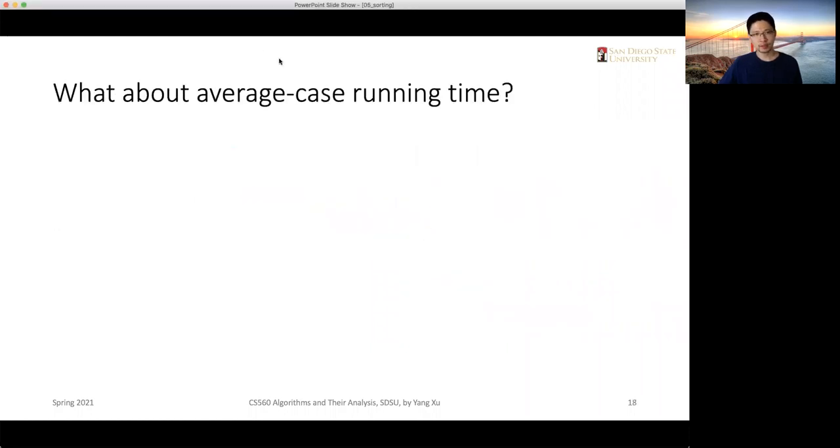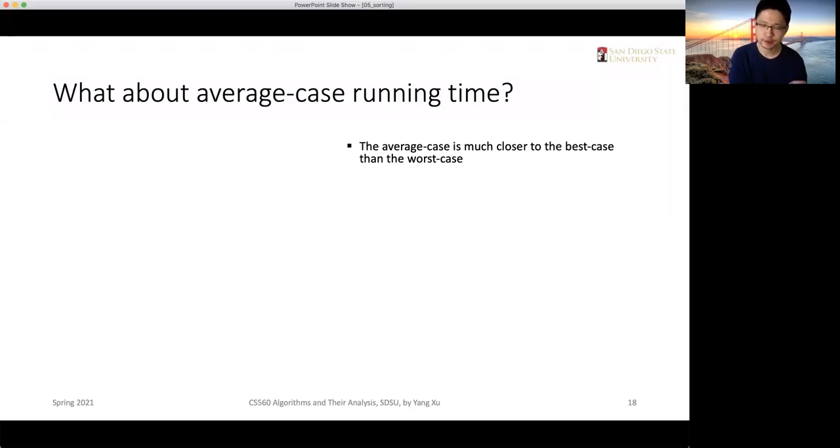Okay, so having the worst case and the best case analyzed, what about the case in between? What about the average case? We are not likely to meet the best case for all the input sequences, and either way, it is not very likely to see all the worst case. Actually, the average case is much closer to the best case than the worst case in Quicksort.